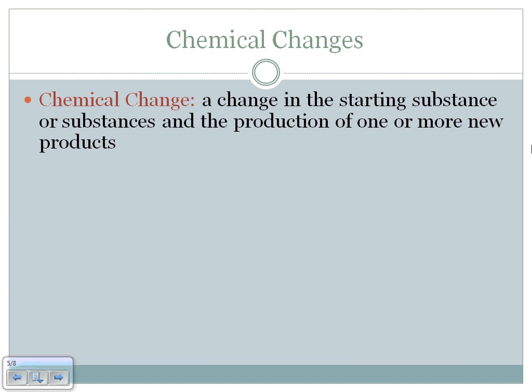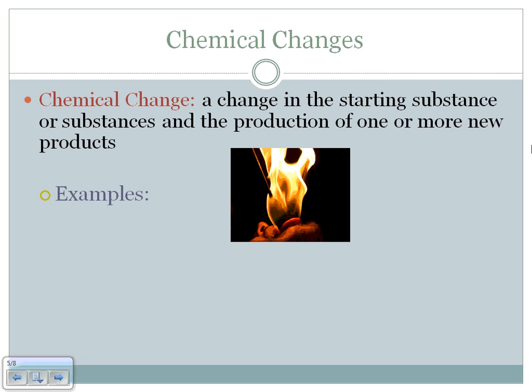Chemical changes. These are a change in the starting substance or substances and the production of one or more new products. So examples, if I burn something, I create something new. And the big thing is that a lot of times these changes are not reversible. So once I've burnt a candle, I can't go back and unburn it and bring my candle back to its original state.